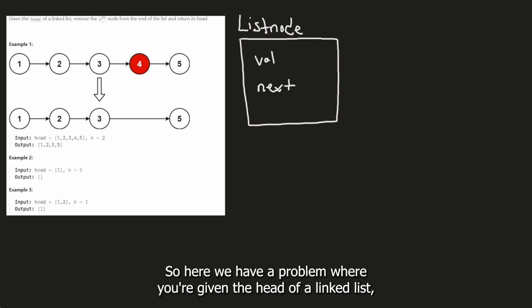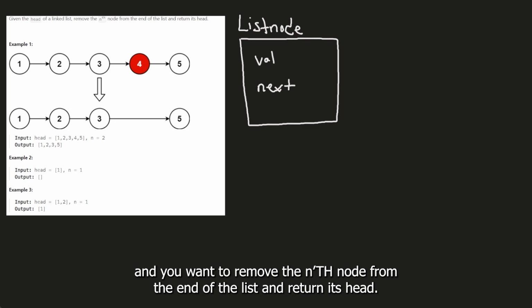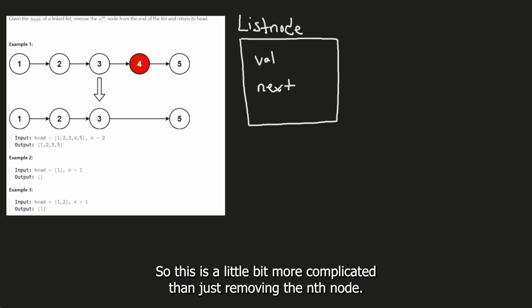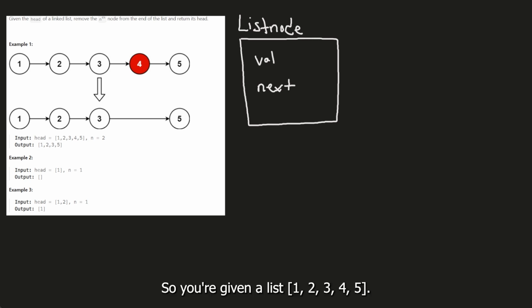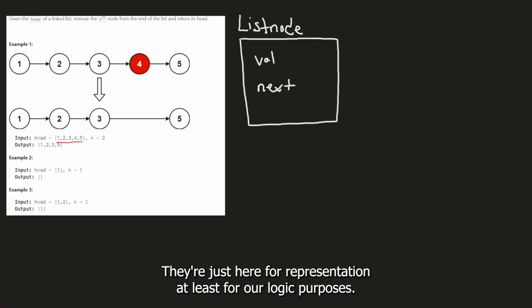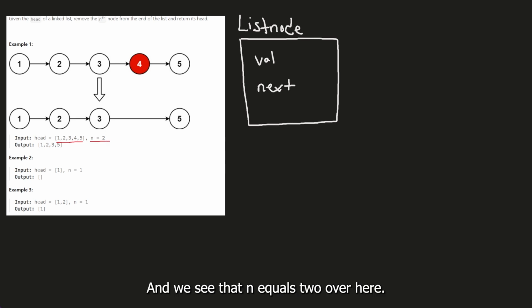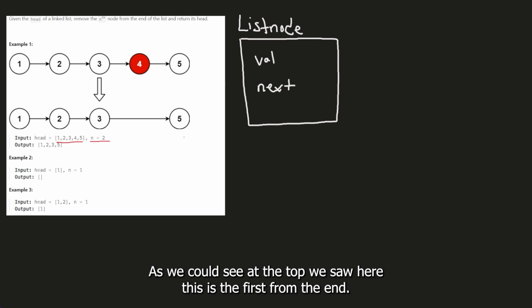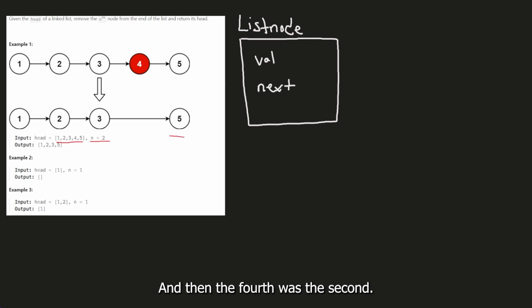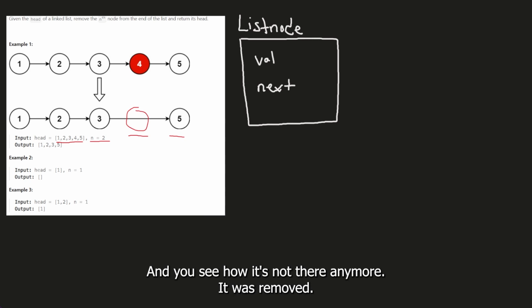So here we have a problem where you're given the head of a linked list and you want to remove the nth node from the end of the list and return its head. So this is a little bit more complicated than just removing the nth node. You're given a list, 1, 2, 3, 4, 5. The values really don't matter, they're just here for representation, at least for our logic purposes. So we want to remove the nth node, and it is from the end, and we see that n equals 2 over here. As we can see at the top, we start here, this is the first from the end, and then the fourth was the second, and you see how it's not there anymore, it was removed.